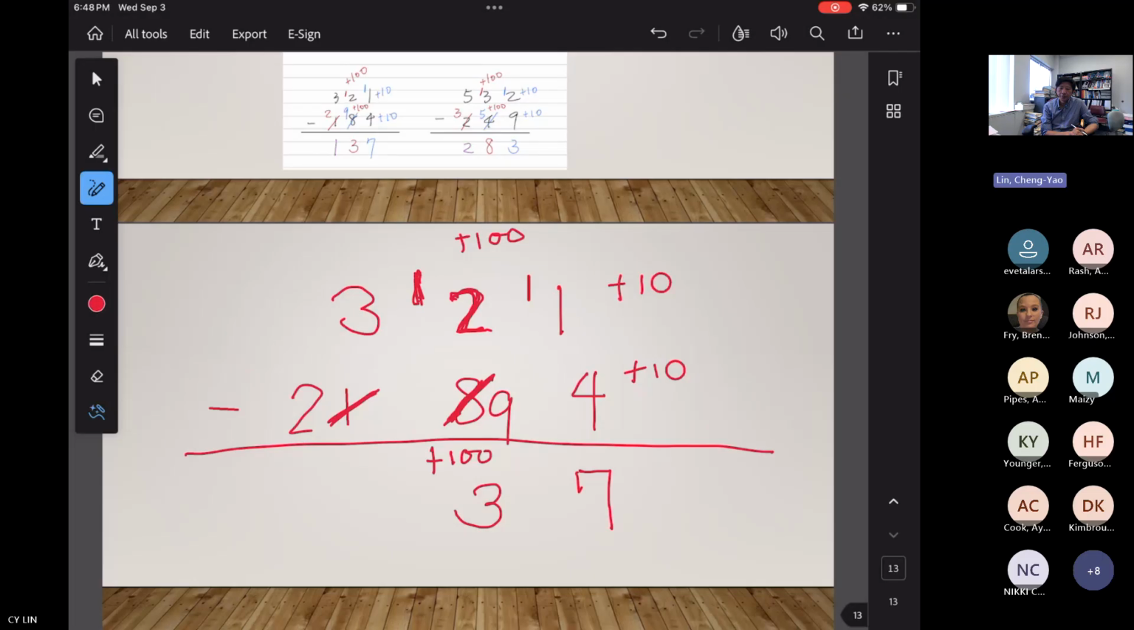Take this one. 120 minus 90, we got a 3 here. And 3, which is 300, minus 200, which is 100. The answer is 137. Does that make sense to you?